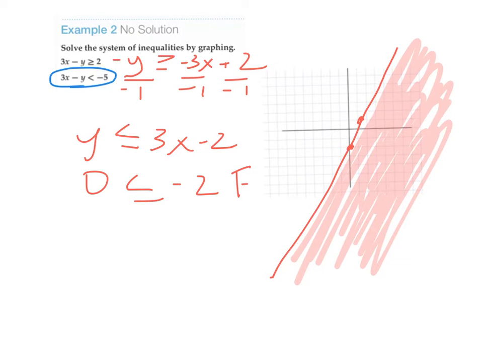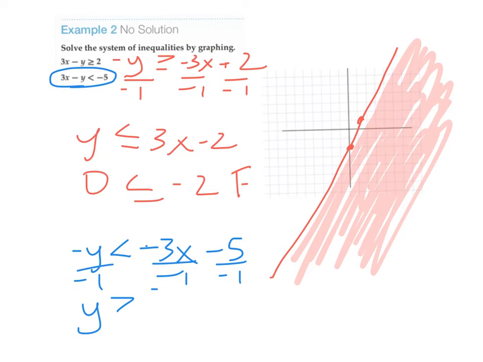So I end up with a negative y less than -3x minus 5. And I divide everything by -1, -1, -1. So I have to switch the signs. This is a 3x plus 5. So I go to the 5, 1, 2, 3, 4, 5, right there. I go up 3 and to the right 1, and I draw my dotted line. My fault. I have to have it dotted in here because there's no line underneath it.